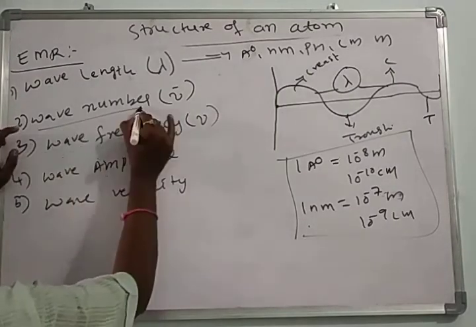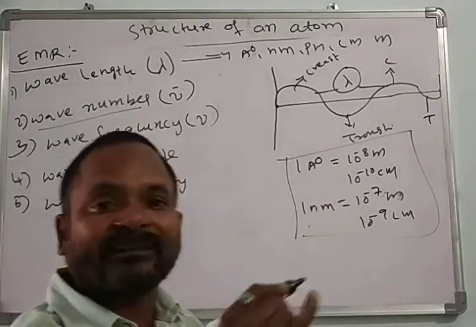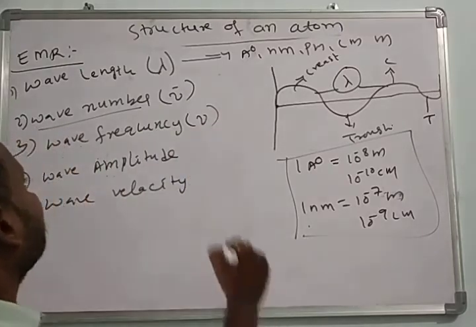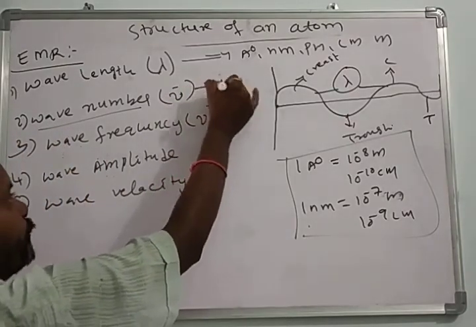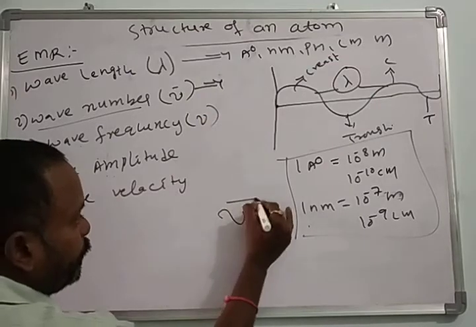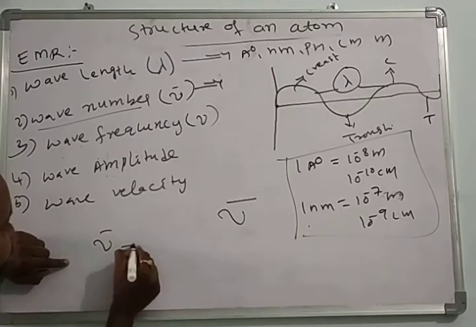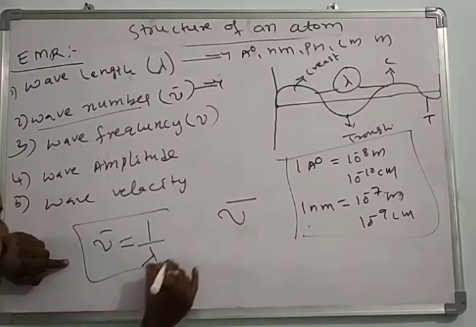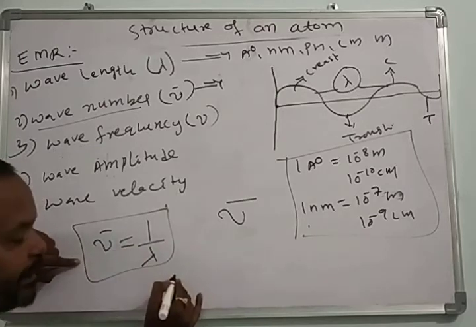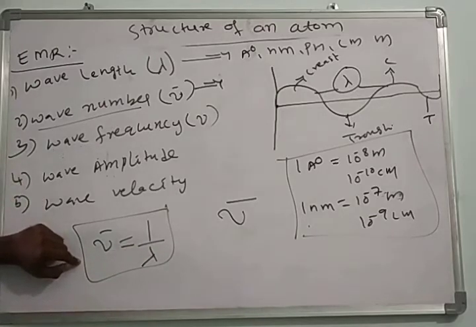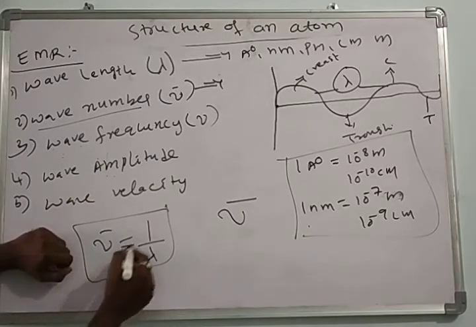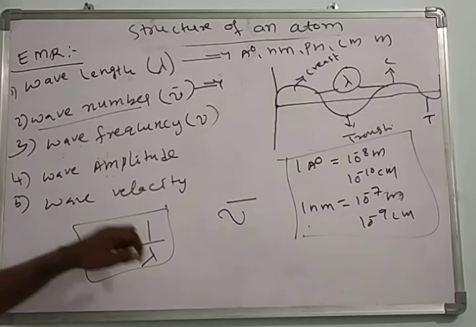Wave number: the number of waves present in 1 centimeter, we call wave number. Wave number is indicated with nu bar. Here nu bar is always equal to 1 by lambda. That means nu bar is inversely proportional to wavelength. If the wavelength increases, the wave number decreases. If the wave number decreases, the wavelength increases. That means they are inversely proportional.